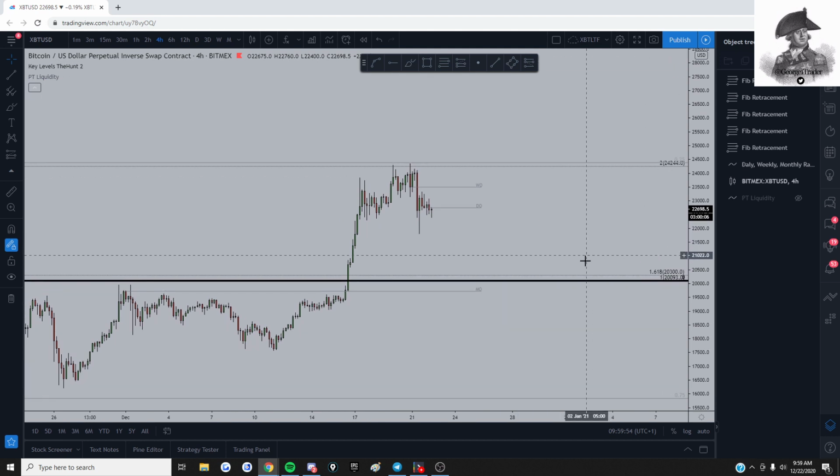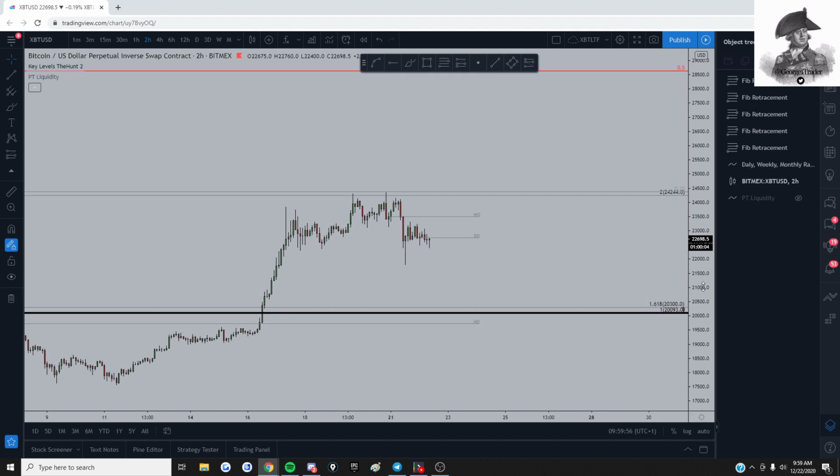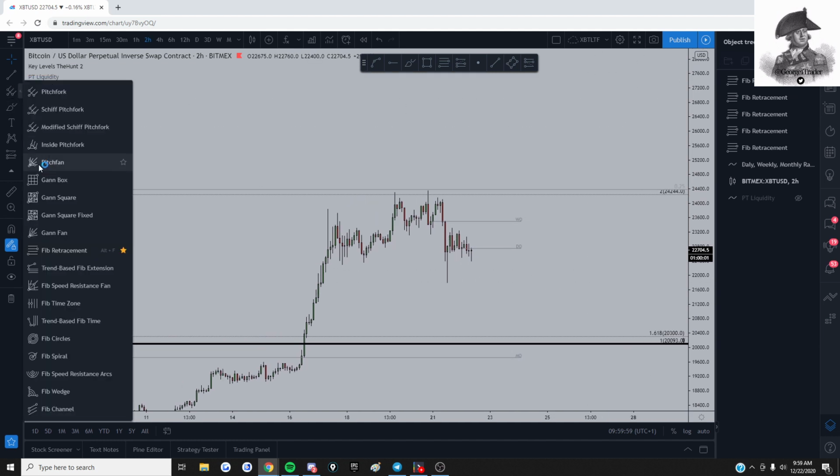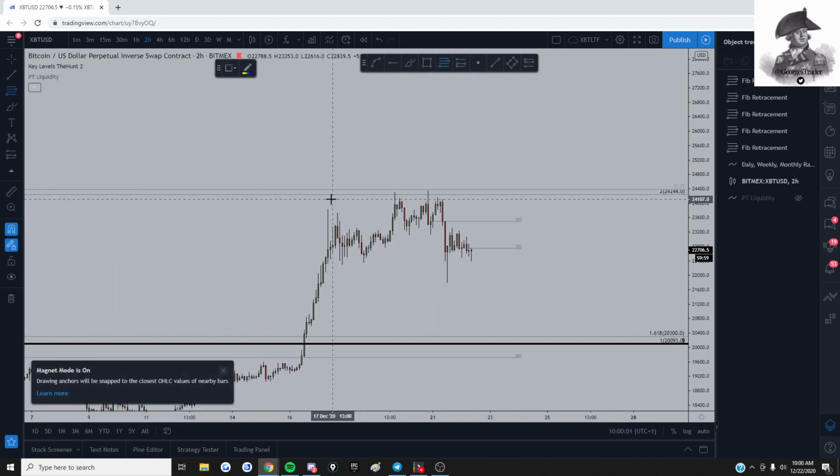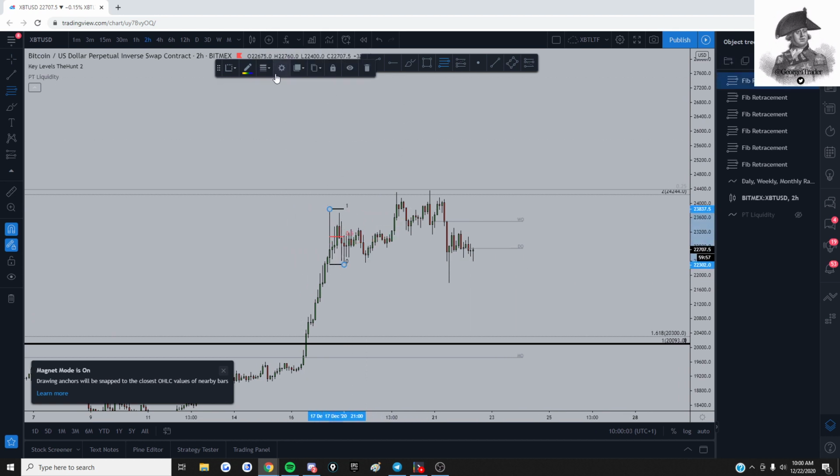So what am I seeing here on the lower time frames? Let's start off on the 2 hour. First of all, mark out the key range that we're trading in, which is going to be this one.